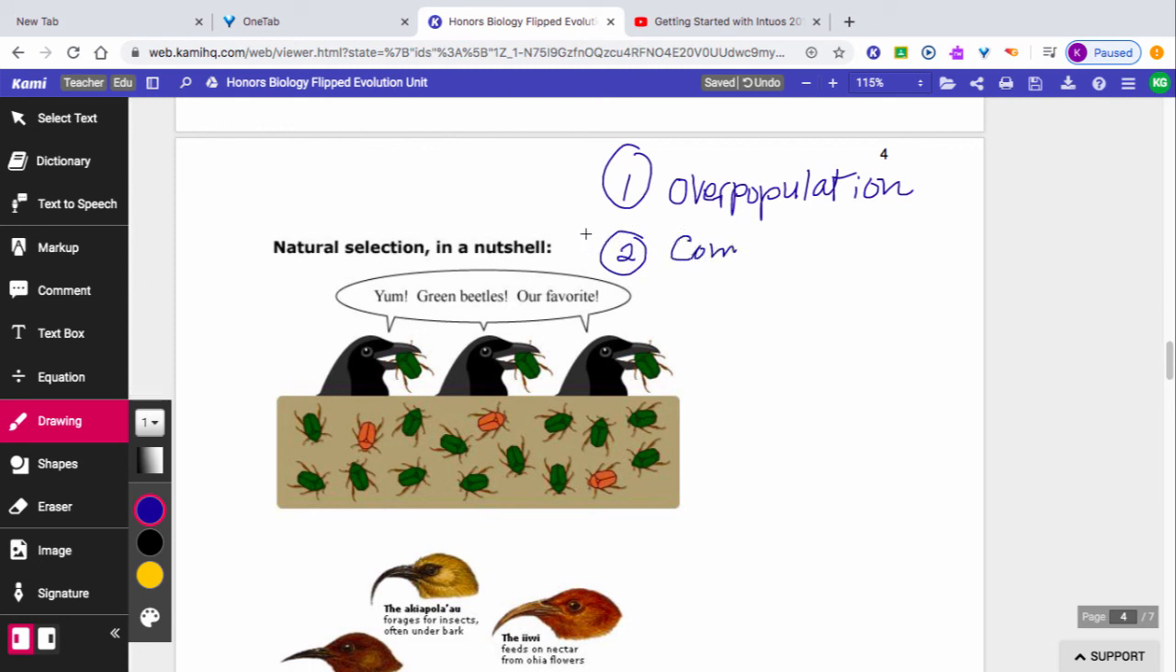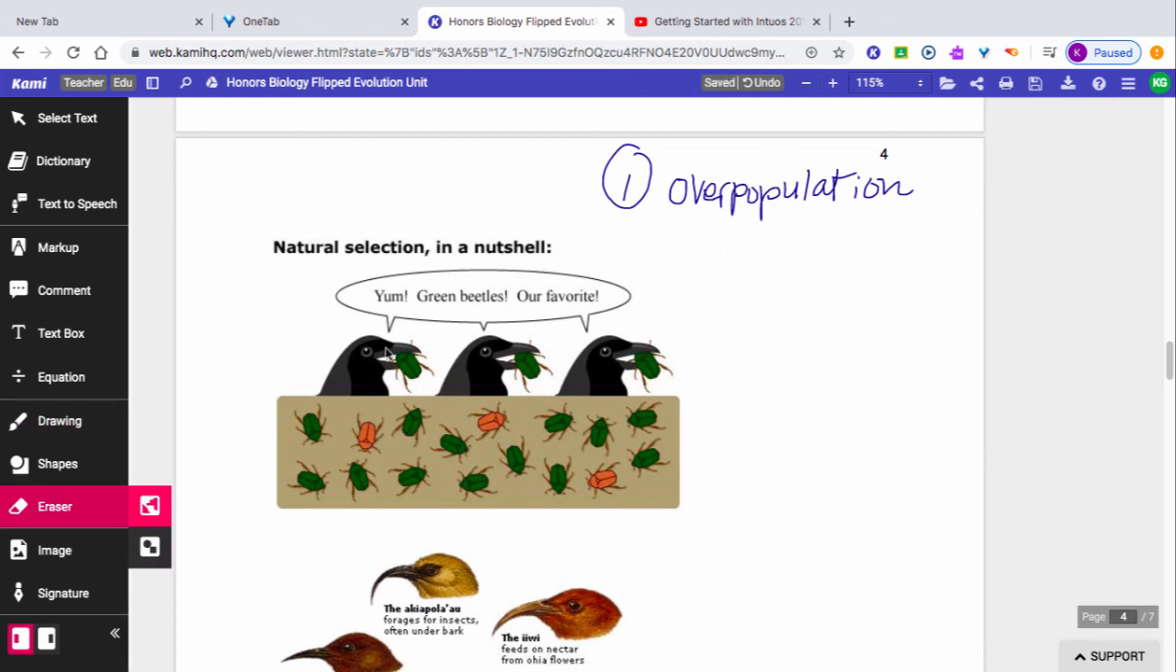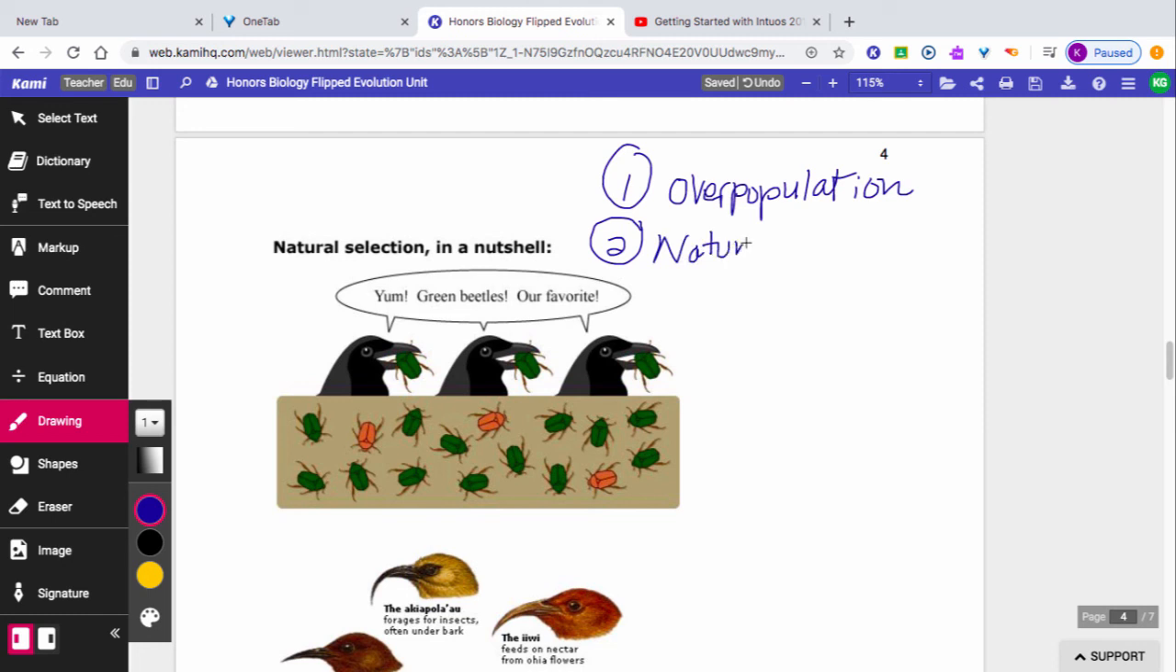Oh, wait. Let me go back here. Sorry about that. And in that overpopulation, there is going to be natural variation. And so there's going to be difference in, and Darwin didn't know about what causes that variation. Remember, he was working around the same time as Mendel, so he didn't know about genes or DNA or any of that stuff.